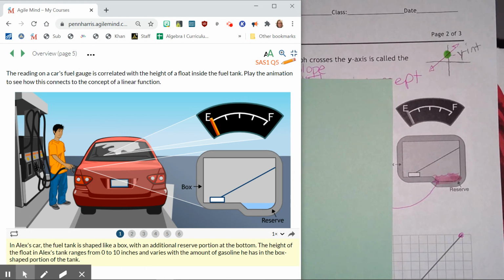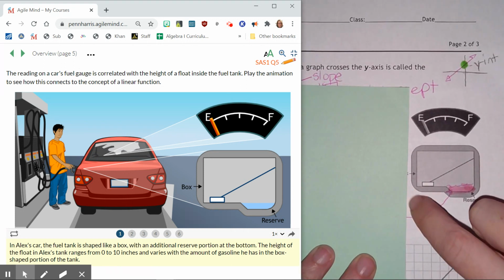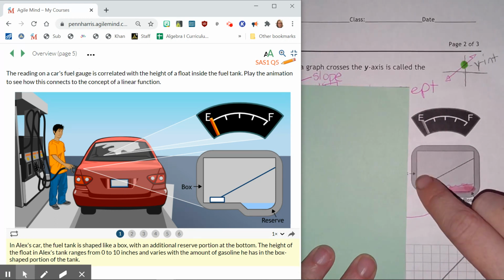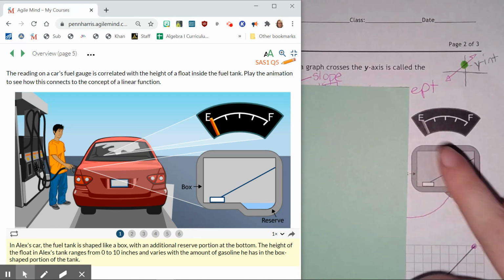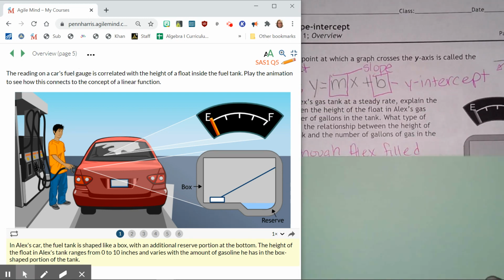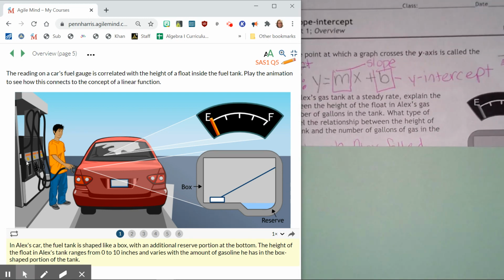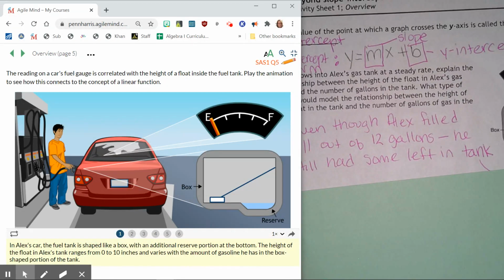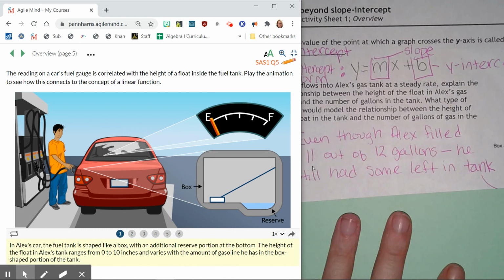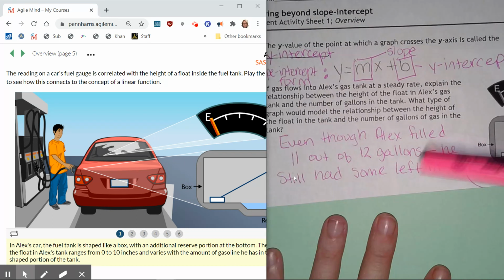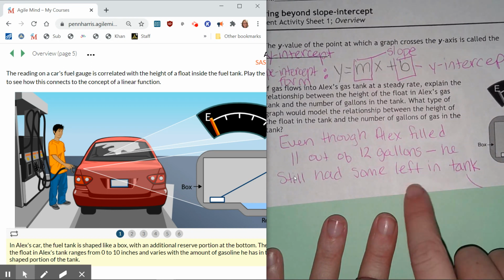So anyways, Alex's fuel tank is a total of 10 inches high right here. Okay, a total of 10 inches high. And it varies with the amount of gasoline that's in that box. Okay, so I want you guys to think from this picture, what happened? And again, I have this happen all the time. I know I have a 16-gallon tank, but I don't put 16 gallons of gas in it every time. Even though Alex filled almost 11 out of the 12 gallons, he still had some left in his tank. That's it. That's the explanation.